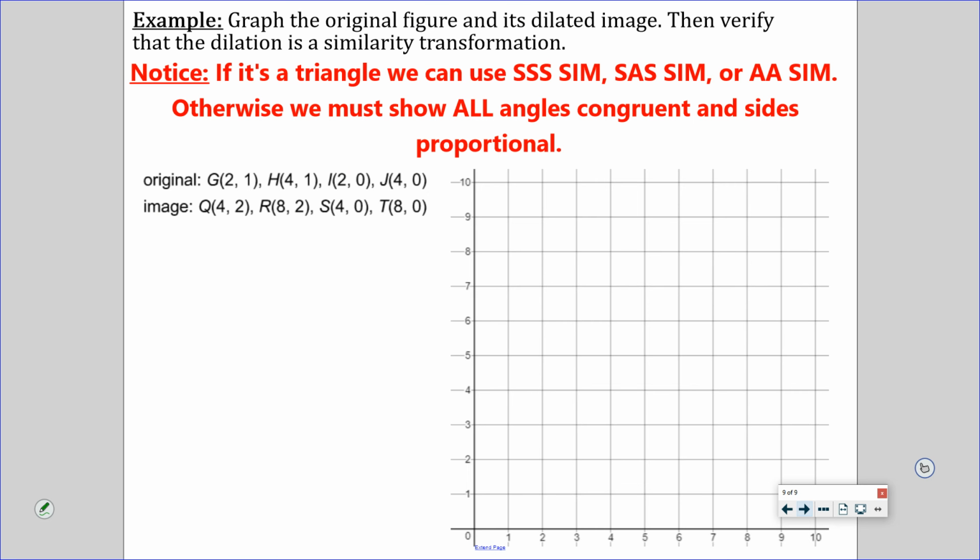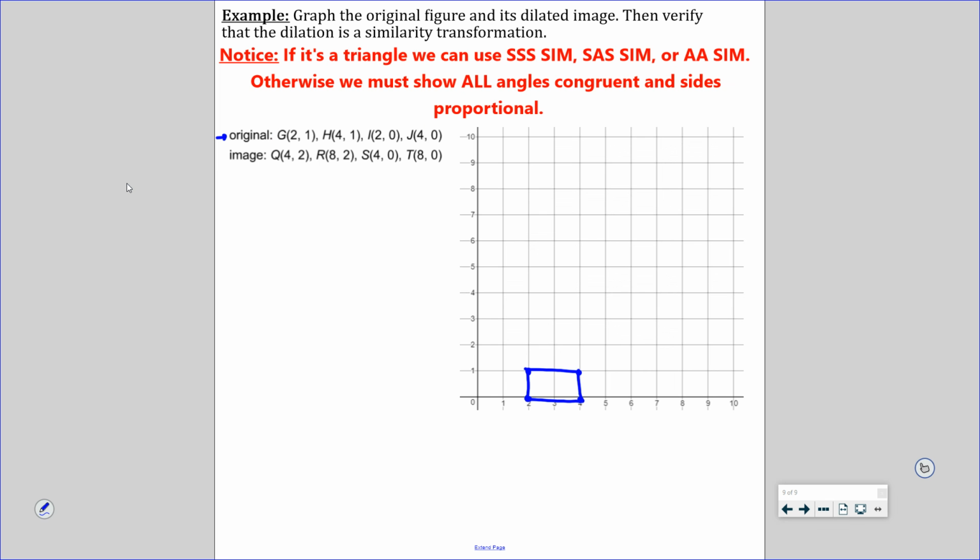All right, one more. Then we're done. Same setup. But this time, my shape is not a triangle. Let's graph to see. 2, 1. Oops. 2, 1. 4, 1. 2, 0. 4, 0. What shape is this? Rectangles. It is going to be a rectangle. I, J. Okay. After you get that plotted, go ahead and plot the image.